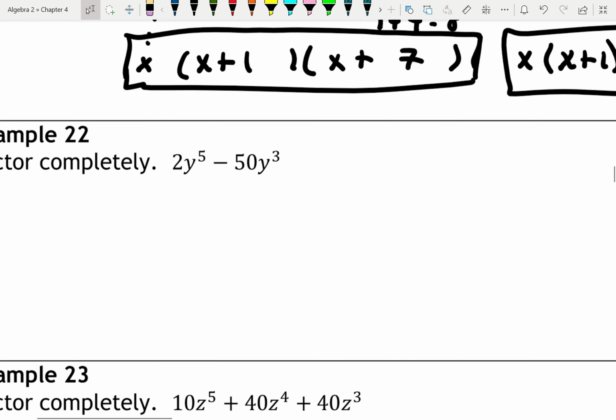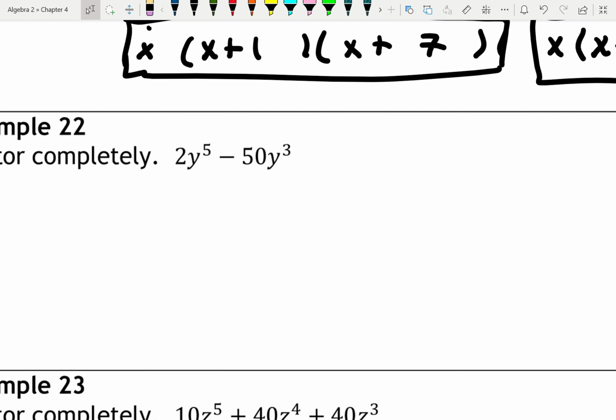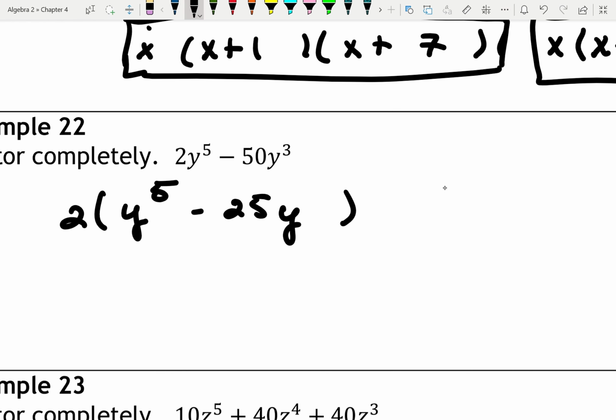Number 22, we're supposed to factor completely again. So I look for what could I bring out. We have numbers, the 2 and the 50. I could pull a 2 out. Then that would leave me with y to the 5th minus 25y cubed. And then I want to look for, is there anything else I could pull out, right? So they both have y's. They both have 3 y's or more. So I could pull out 2y cubed and then have a y squared minus 25 left over.